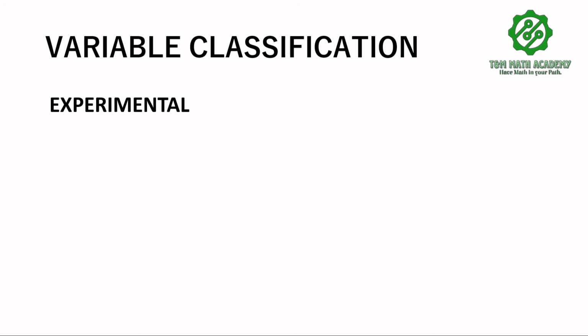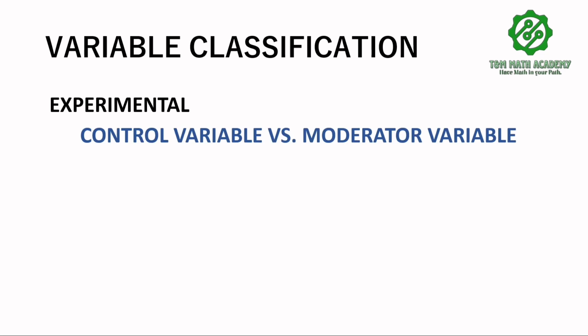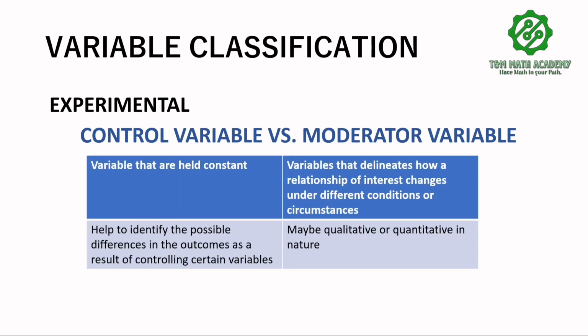Another variable classification under experimental variable, we have control variable and moderator variable. So let us have the difference between these two. Control variables are variables that are held constant, so meaning hindi siya nag-change. This variable also helps to identify the possible differences in the outcomes as a result of controlling certain variables. Moderator variables are variables that delineate how a relationship of interest changes under different conditions or circumstances, maybe qualitative or quantitative in nature. So I have here an illustration.